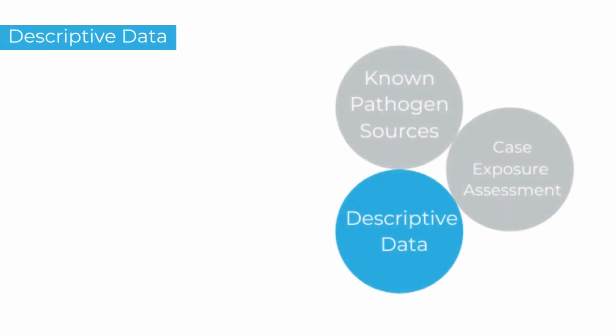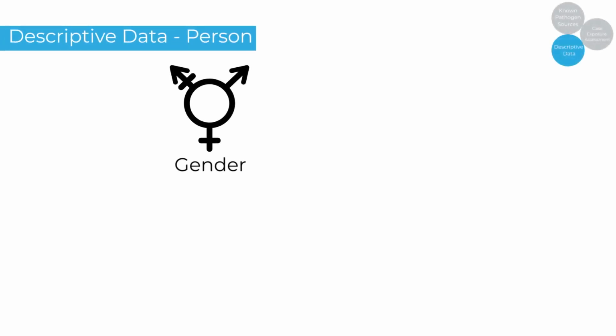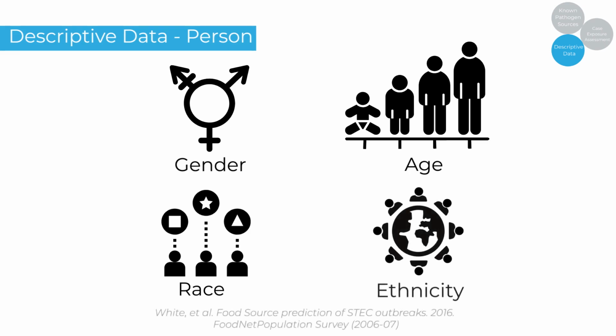The second piece of information that investigators need for hypothesis generation is descriptive data, the person, place, and time characteristics of ill persons. Person characteristics may include gender, age, race, and ethnicity. For example, dairy and animal contact outbreaks are more likely to involve young children, and women report consuming more fruits and vegetables than men.